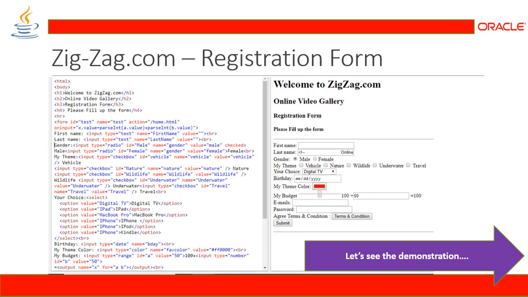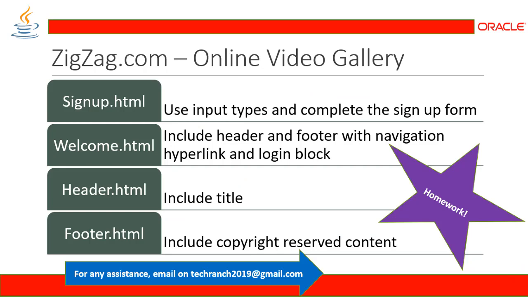So this is about your registration form and the different types of input you can ask from the user with the help of HTML, a static web application. What you can do here is signup.html, welcome.html, header.html, and footer.html for practice. Make an HTML sign up form, use input types, and complete the sign up form. In welcome.html, you include header and footer with navigation, hyperlink, and login block. Header.html includes the title, and footer.html includes the copyright reserved content.